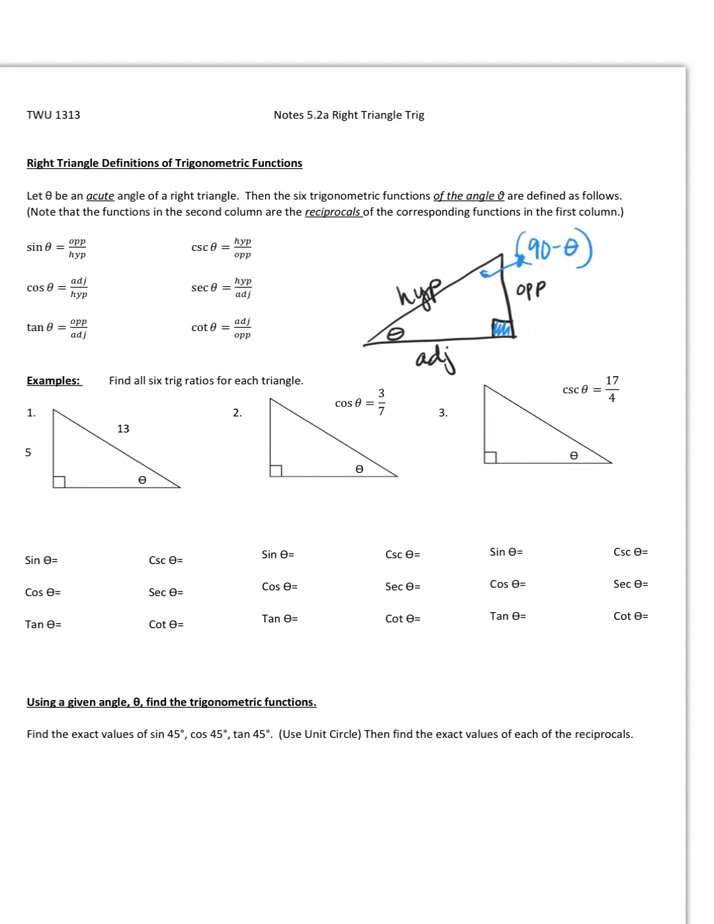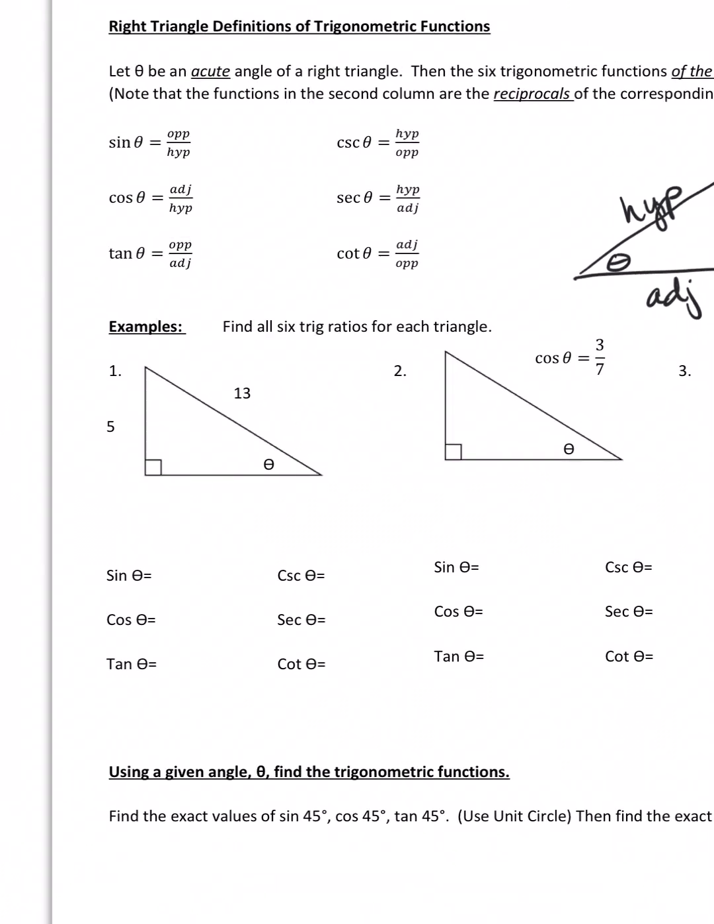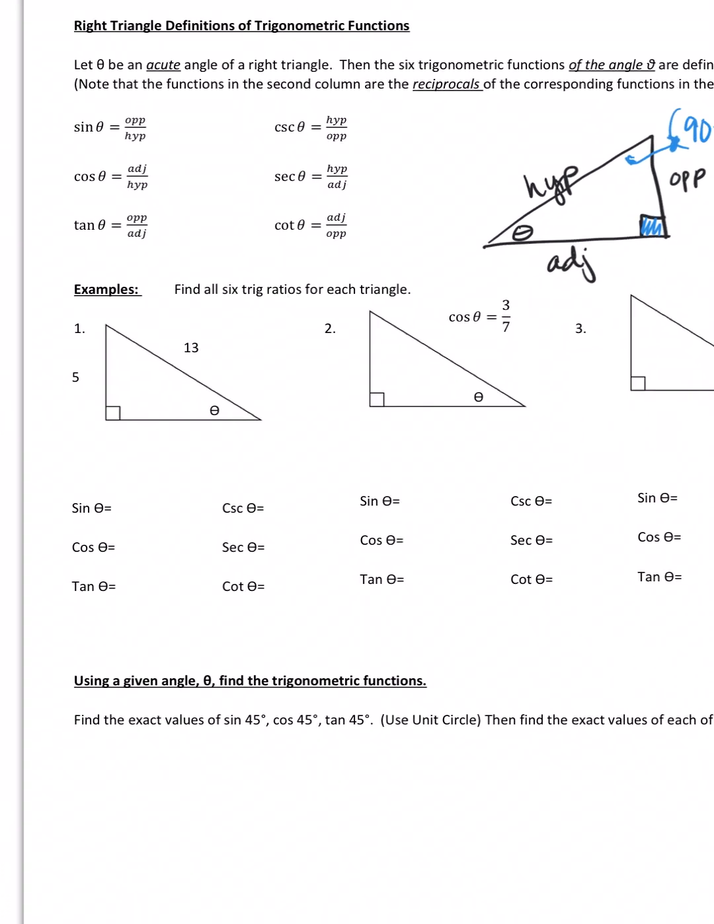So look at your instructions. It says find all 6 trig ratios for each triangle. So look at number 1 here. They're telling us the hypotenuse is 13, and one leg is 5, and we need to find the other leg. So how could we find the other leg with right triangles? We're going to use good old Pythagorean theorem.